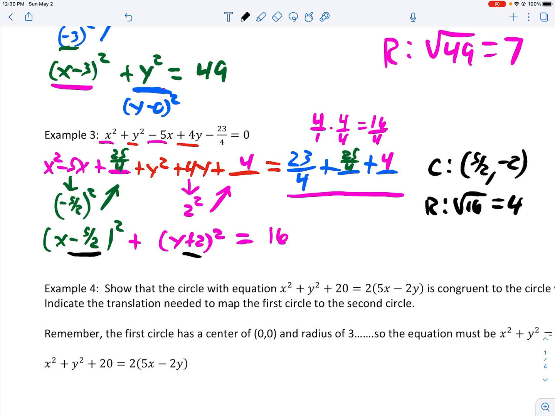Again, why is it the square root of 16? Because the equation is r squared, and I want r. So I take the square root of whatever the number is in the equation.